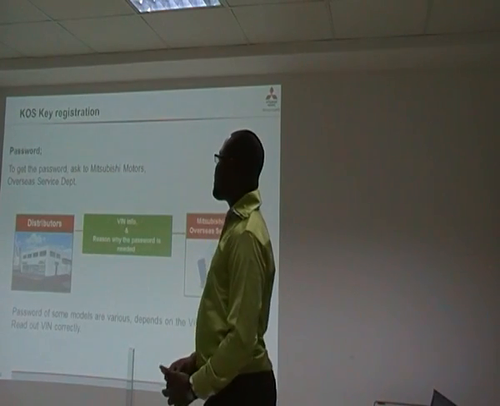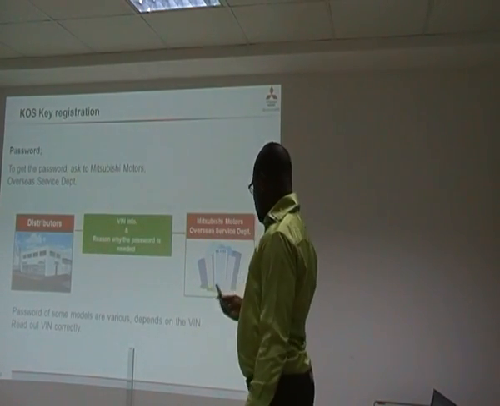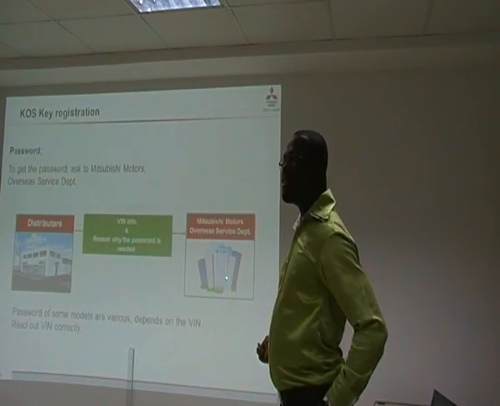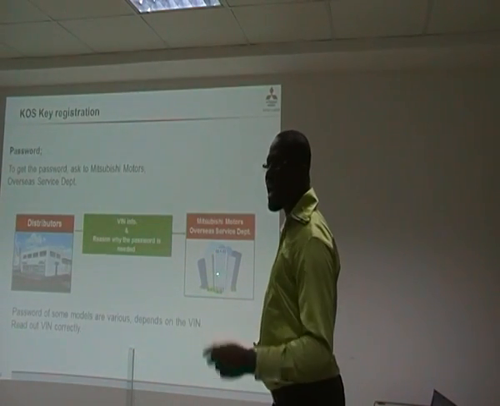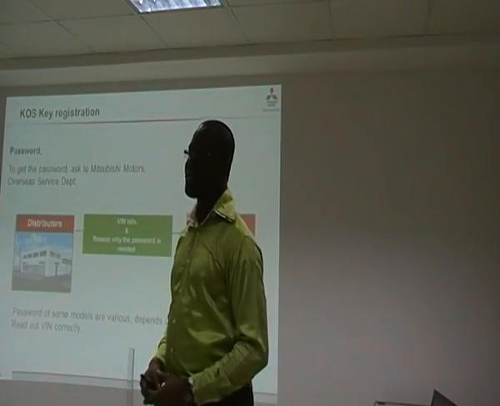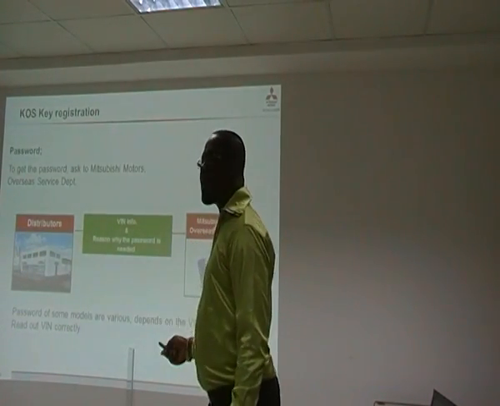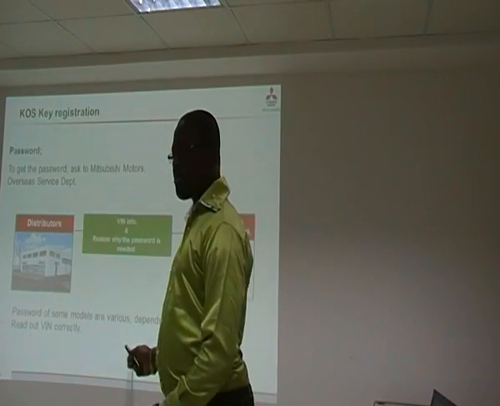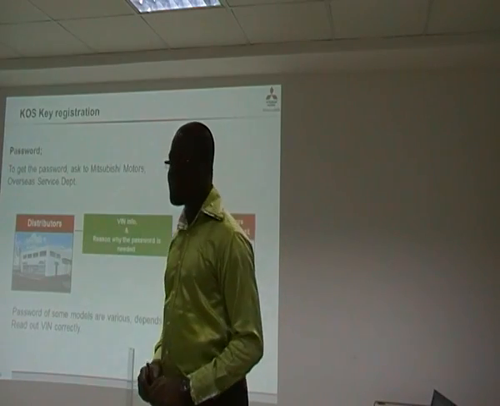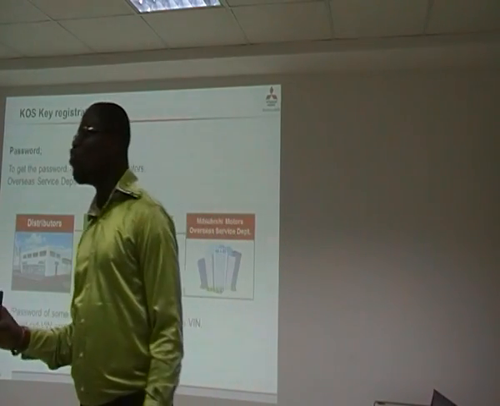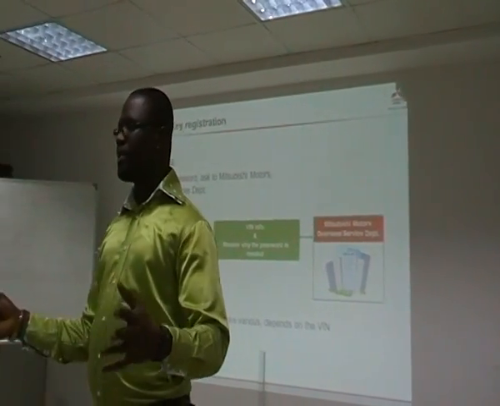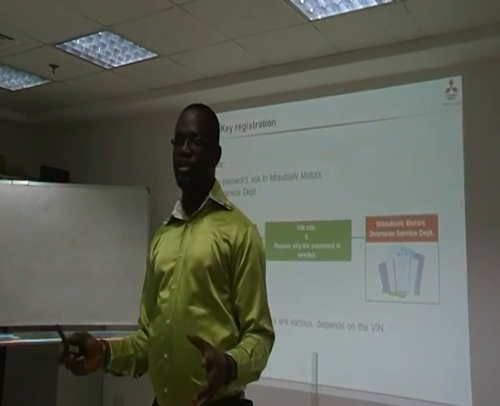But as I told you, the password we get from MMC, Japan. So anytime you need to work on a car, I will see the possible cars that we always do this work on, and then I will give you the passwords for these cars. So this is how the registration is done with the KOS type of key. So any question, please? Any question?